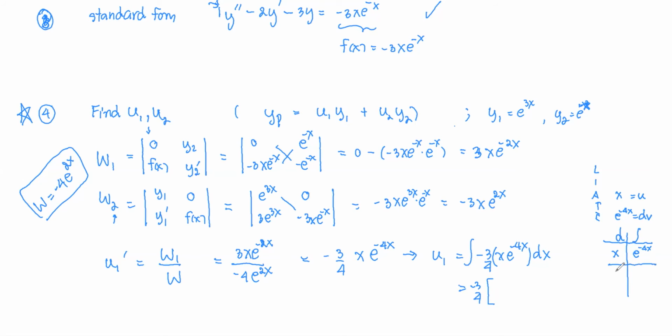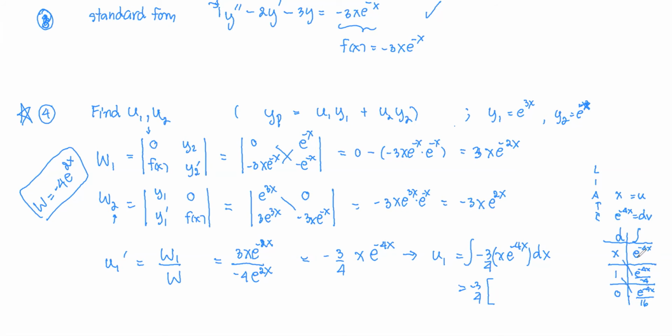Complete the table. Derivative 1, derivative 0. Antiderivative of the right column: I have e to the negative 4x divided by negative 4. Another antiderivative: e to the negative 4x divided by negative 4 times negative 4 becomes 16. So many little things, you just have to be careful.